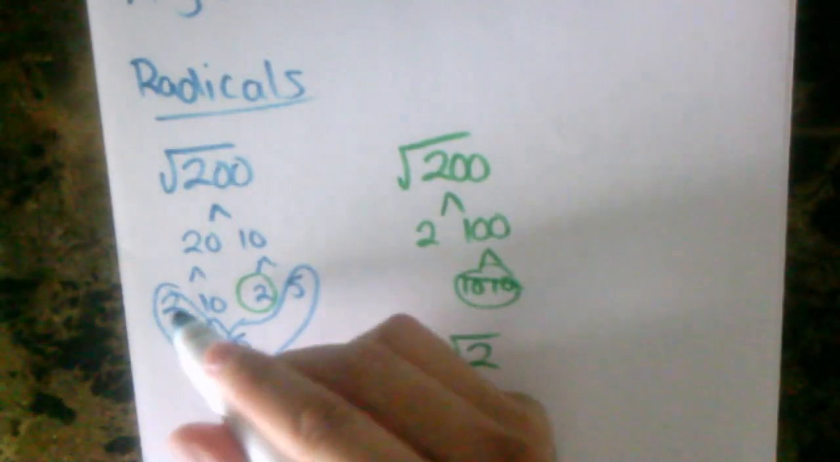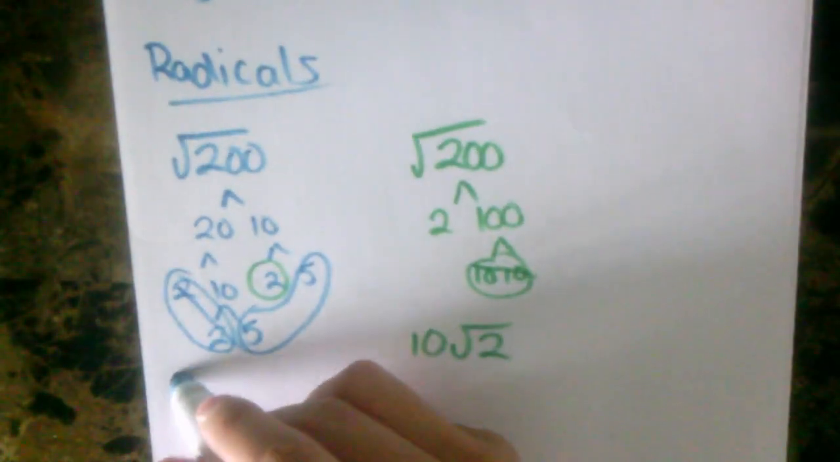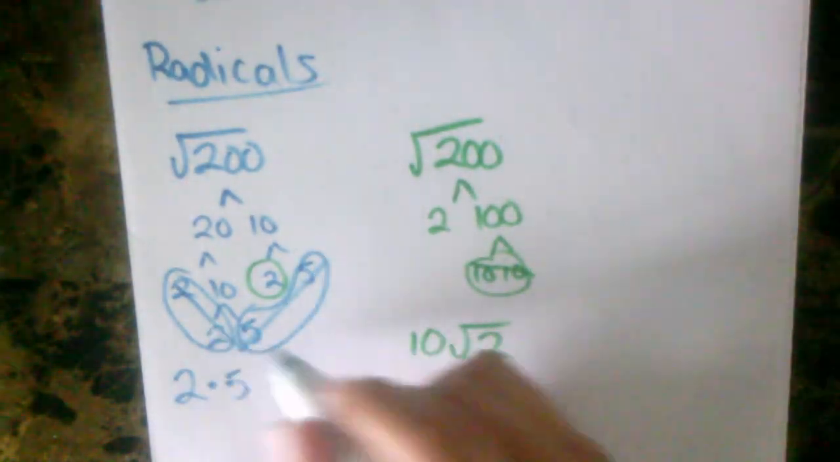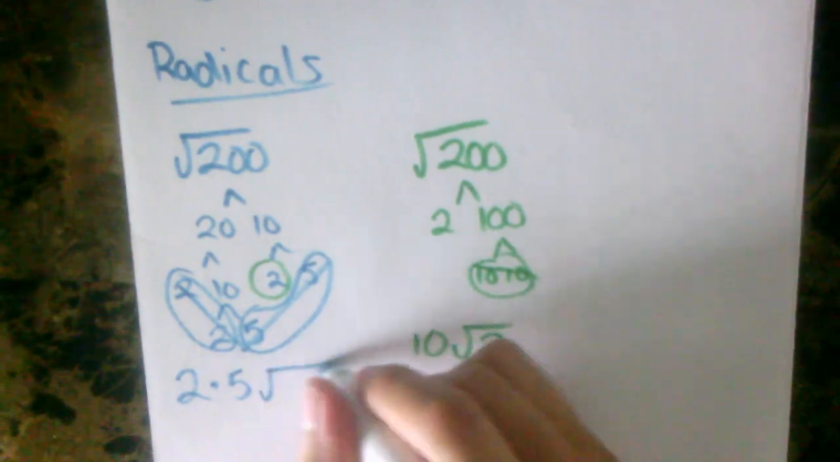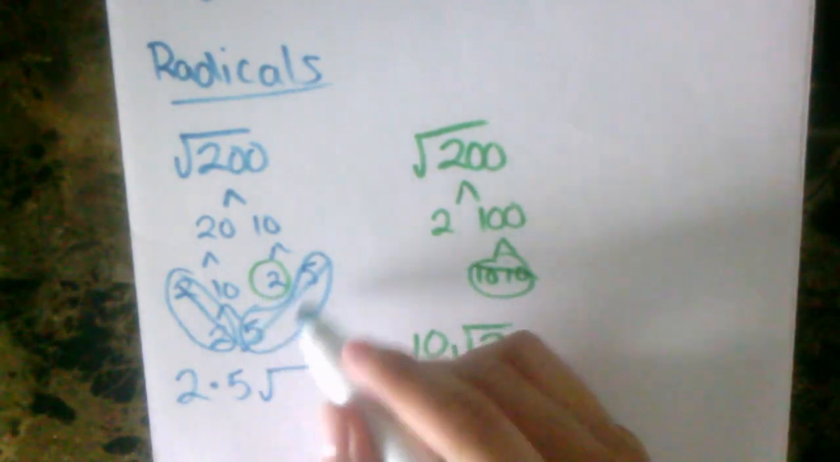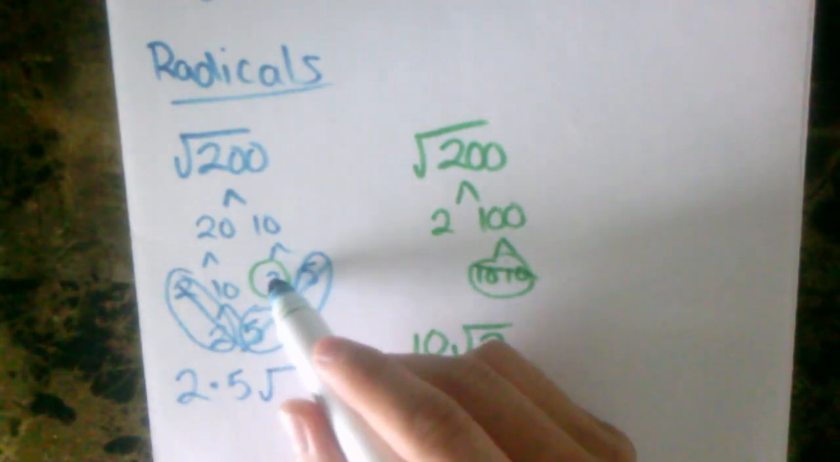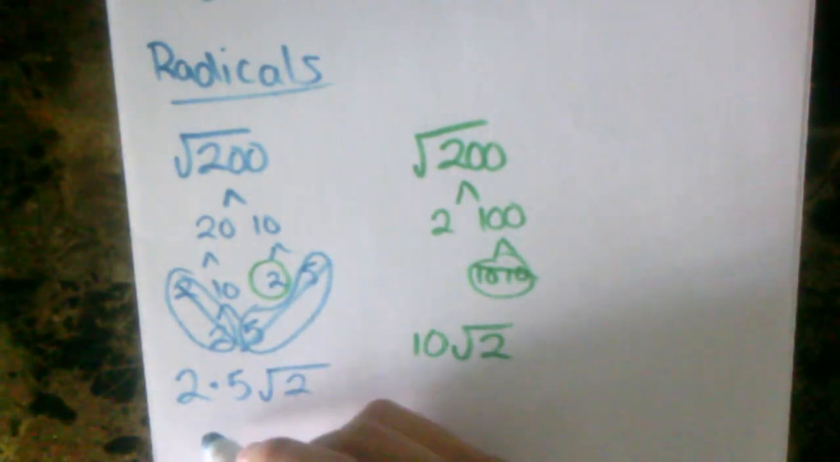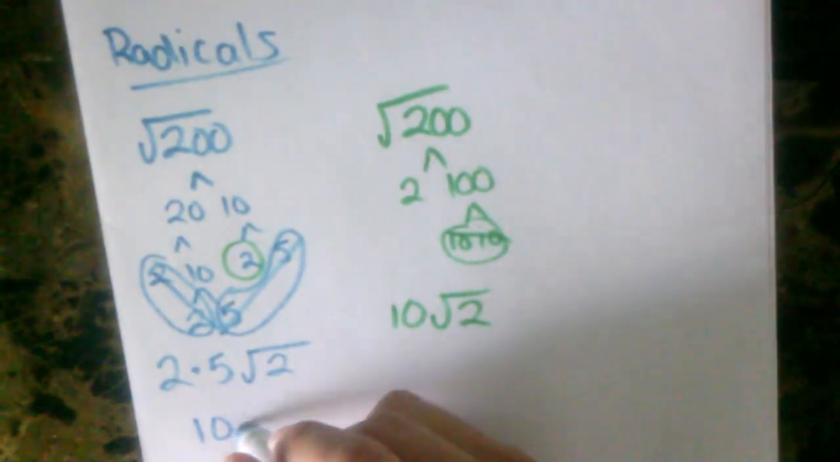It's perfectly okay. So for every pair, we pull out one of that number. Every pair, we pull out one of that number. Once we're out of pairs, we're going to go ahead and put our radical sign back and throw in whatever was left over. So here we had a 2 that's left over. Go ahead and put it back underneath the radical. 2 times 5 is 10 root 2.